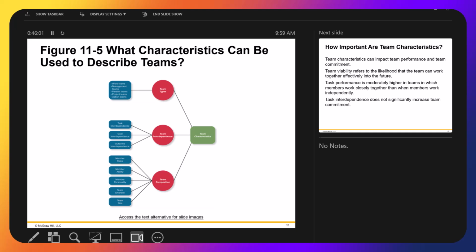What characteristics can be used to describe teams? So when we go back here and look at this, the things that we've all talked about, you bring them all together. You see the blue categories, you see the red, and you bring those all together, that equals the green, the team characteristics.